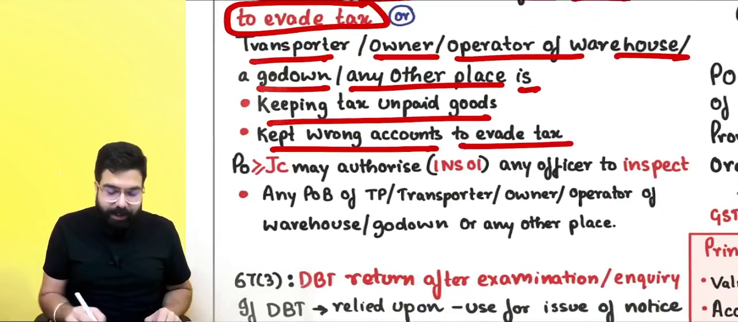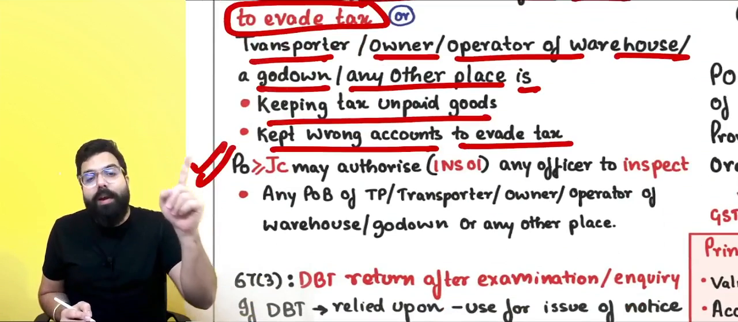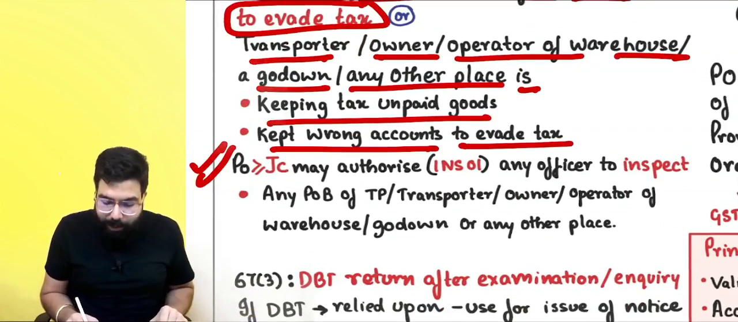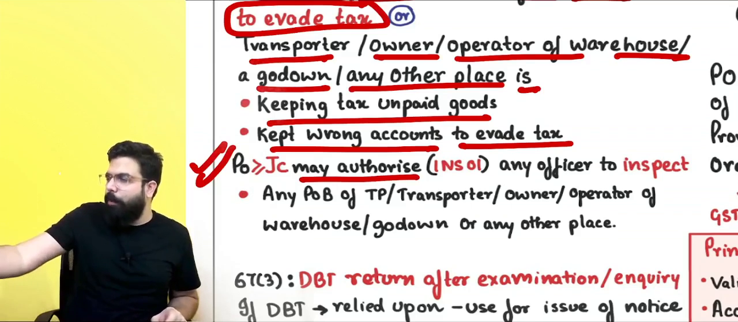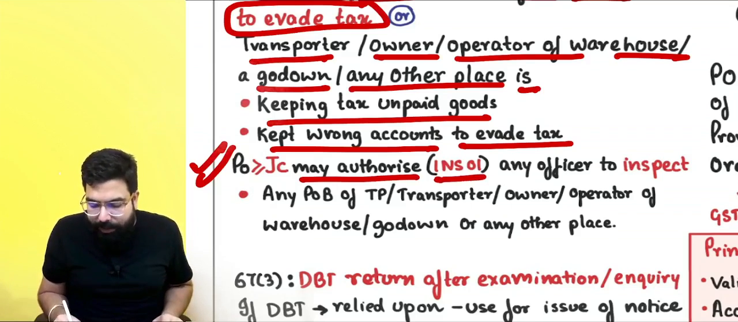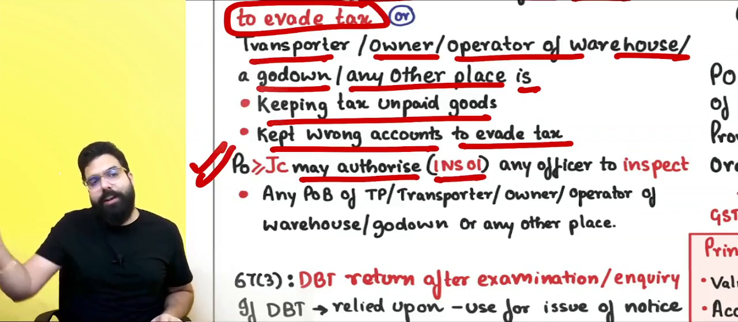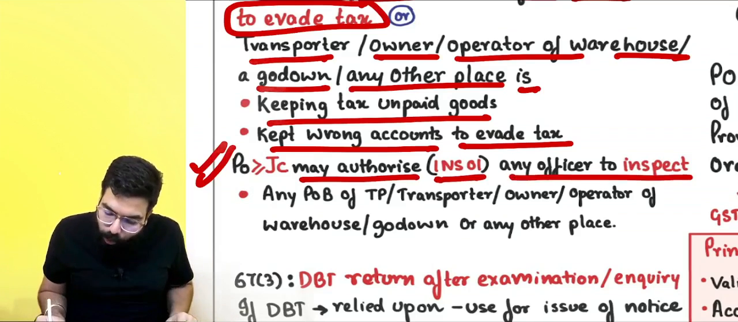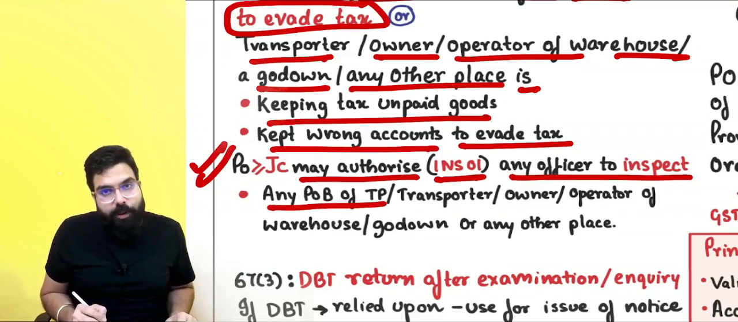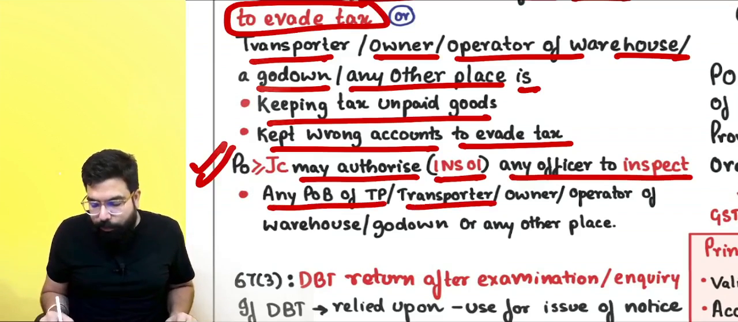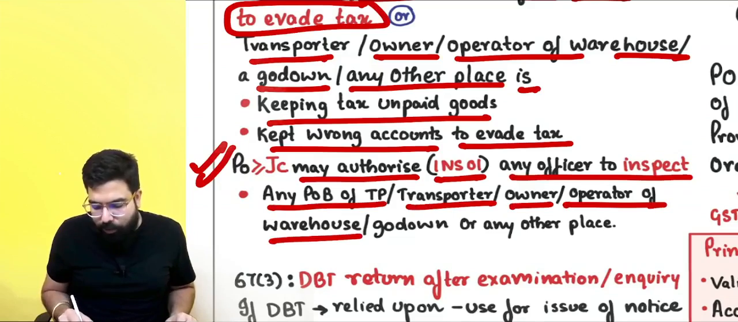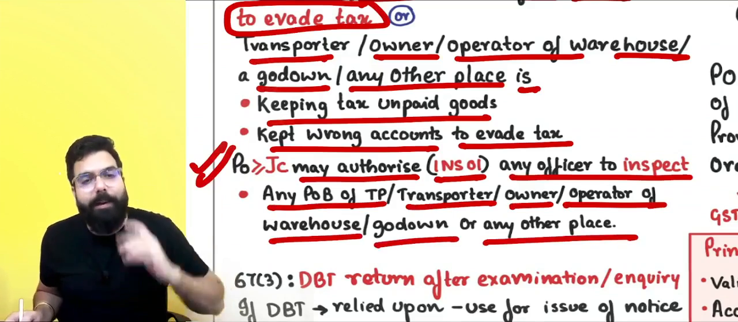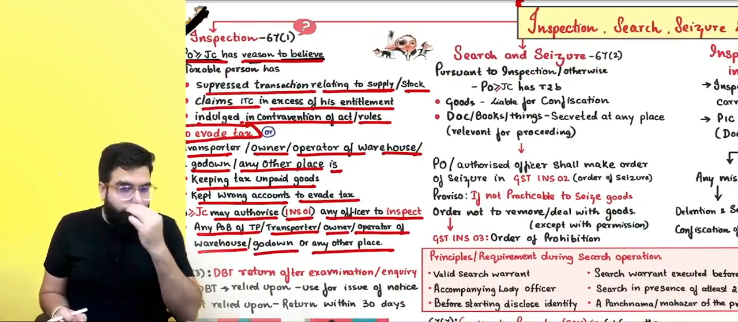Then the proper officer greater than or equal to joint commissioner may authorize his junior, a subordinate. He will authorize his subordinate, issue him an INS 01 and tell him to go and inspect the place of business of the taxable person or the transporter or owner or operator of warehouse or godown or any other place. Now, what is the likely question over here?